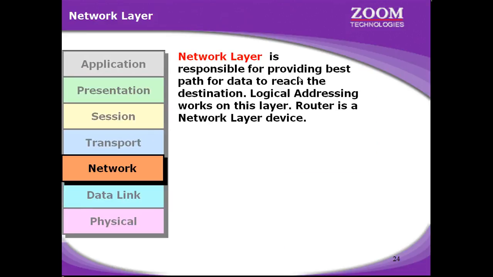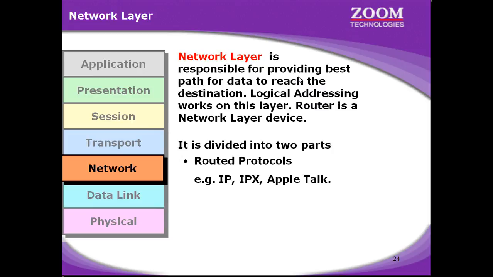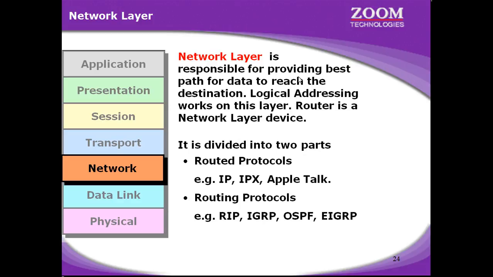Now the working of the network layer. These are examples of protocols which work on the network layer: IP, IPX, AppleTalk. These are the two kinds of protocols mainly: routed protocols and routing protocols. The routing protocols are RIP, IGRP, OSPF and EIGRP. These are the protocols which work to route a particular packet from one router to the second router, so they are called routing protocols.